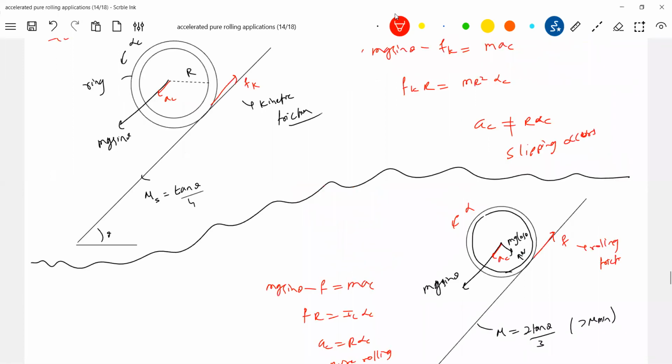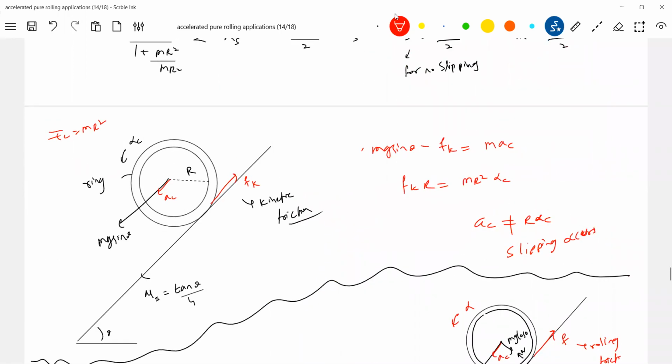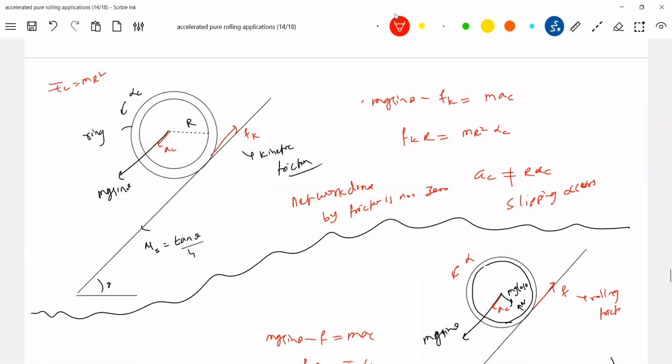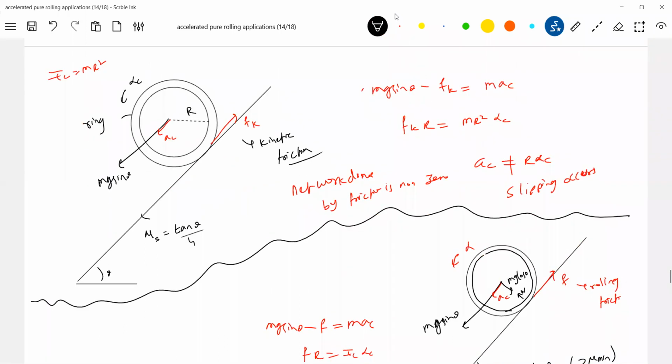Sir, can I apply the work-energy theorem here? No. Net work done by friction will be non-zero. Very important part here. Net work done by friction is non-zero. Then how to calculate the velocity of the ring when it reaches the bottom of the incline? I want this velocity v1 and omega 1. Can you apply? Net work done by friction is non-zero.